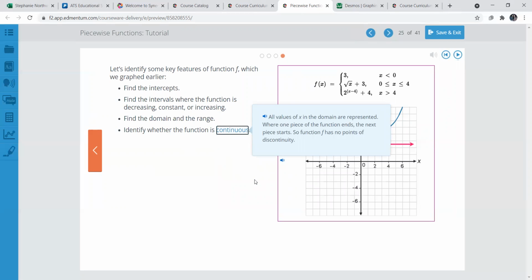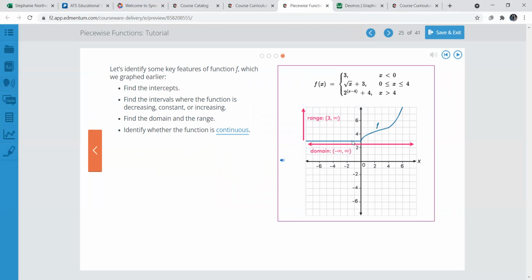Continuous means all values of x in the domain are represented. Where one piece of the function ends, the next piece starts. So the function f has no points of discontinuity. That means basically the graph is connected together, in simple terms. It's not discontinued, it's not open, it's not scattered all over the place.